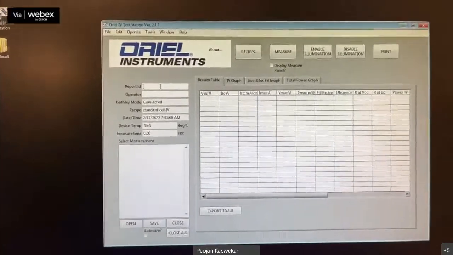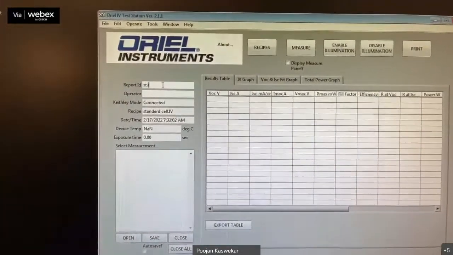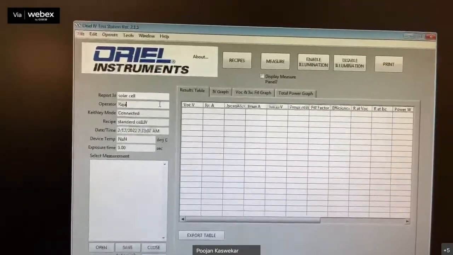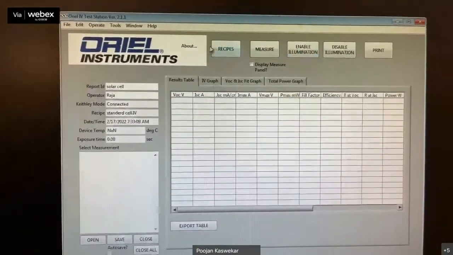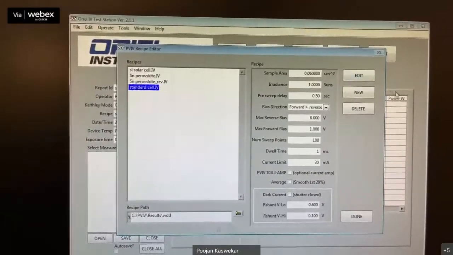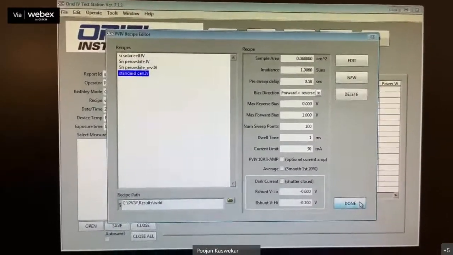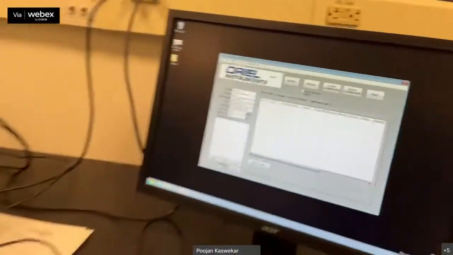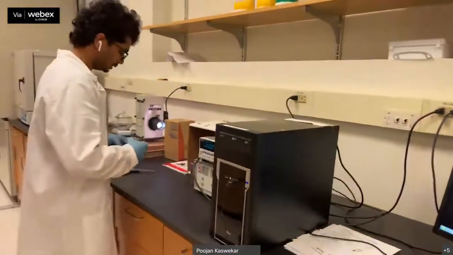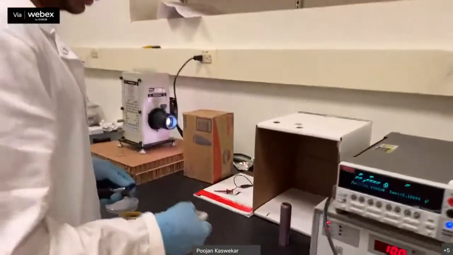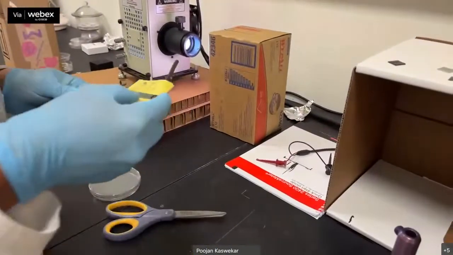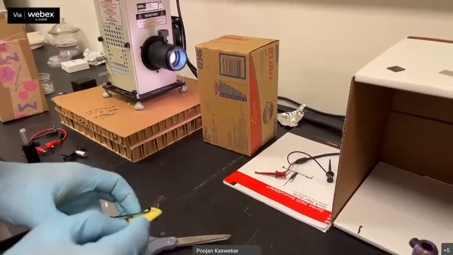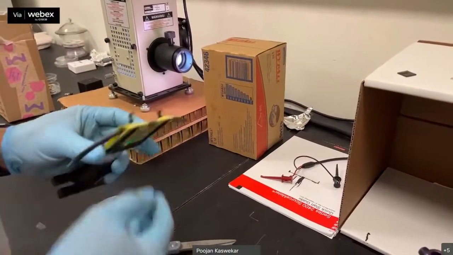Just put a report ID, like maybe solar cell, and operator, it's my name. And for recipe you're going to select standard cell. Okay, so now this recipe is set up here. We'll connect the solar cell. It's not the standard one, but it works.